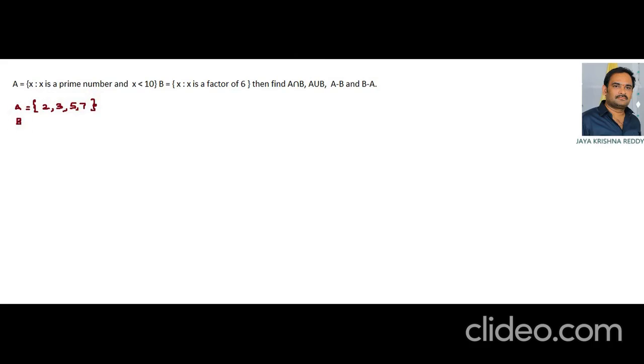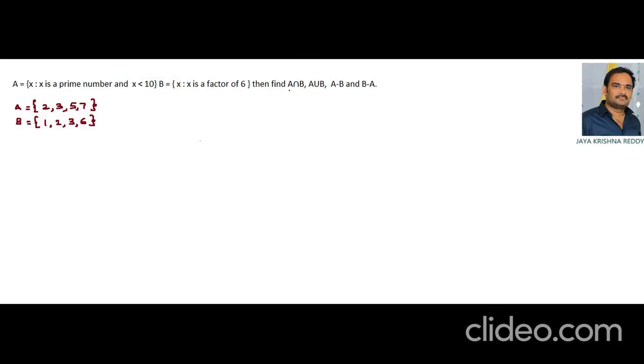And the next set B equals, here we have to take the factors of 6. What are the factors of 6? 6 is divisible by 1, as 1 sixes are 6, and it is also divisible by 2, as 2 threes are 6. The factors of 6 are 1, 2, 3 and 6. So in this way we have to write the roster form of the given sets first.